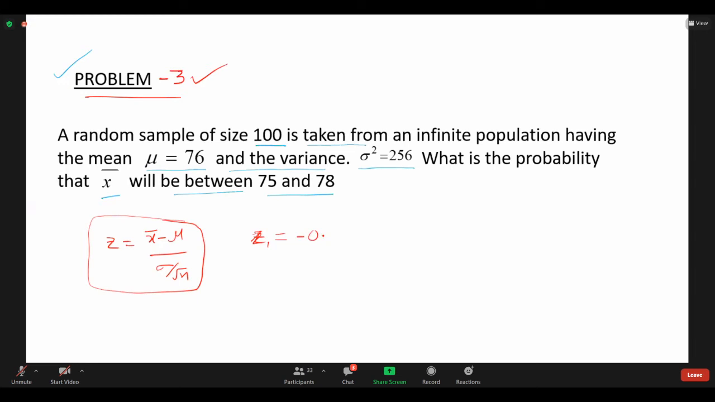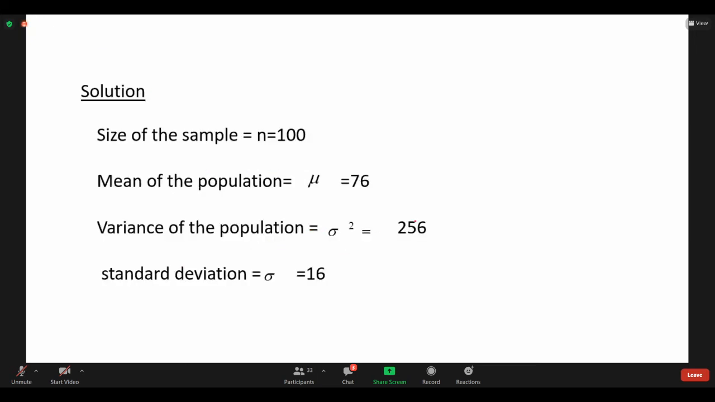Minus 0.625, right? We'll check whether that is right or wrong. First, all of you see, we have to write the given data. This is the given data.